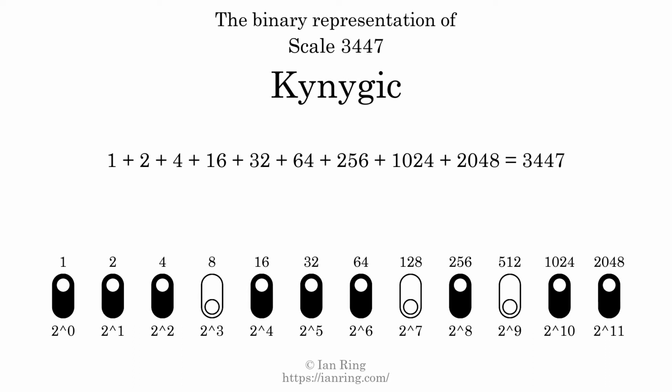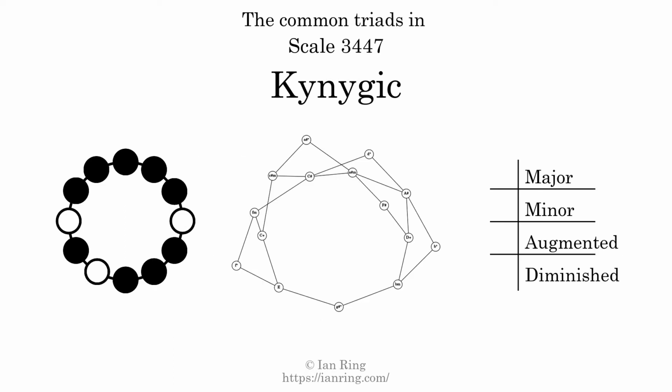3447. The scale number not only enumerates the scale with a unique index, but it also literally describes the tonal content of the scale. Represented as a binary number in base 2, the scale number is 1101011110111. Here are the common triads present in this scale.